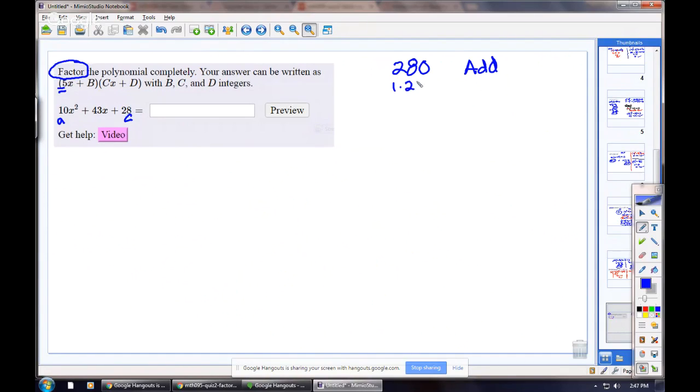1 times 280, that ain't it. 2 times 140, that ain't it. Let's see, 3 does not go into 280. 4 goes into 280. 4 goes into 28 7 times, so 70. 5, yeah, 5 goes into 280, 56 times perhaps. This is where a calculator would be nice. Okay, 5 goes into 28 5 times with 3 left over. Yep, 56, lucky guess. All right, 5, 6 doesn't work.